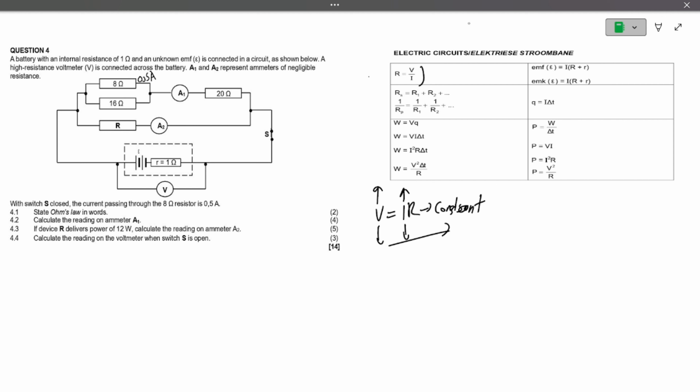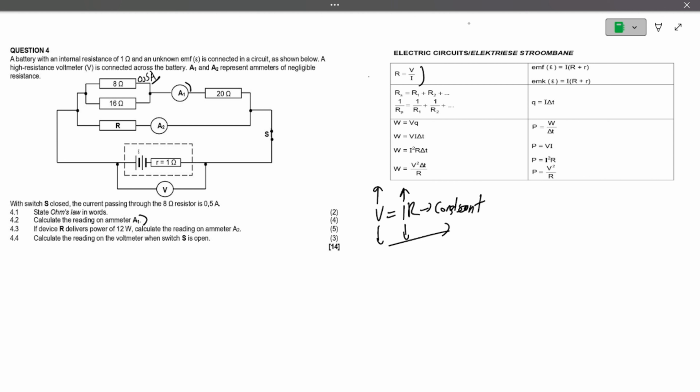Then we see that we must calculate the reading of ammeter A1. So they want the reading of this ammeter A1, before the current is divided into the 8 ohm resistor and the 16 ohm resistor. What are we told? We are told this one, which is the current passing through the 8 ohm resistor. Let's see if we can find it.